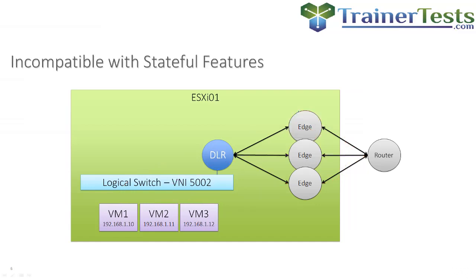The NSX Edge in equal cost multipathing mode is incompatible with some stateful features such as the NSX Edge firewall. So let's take a look at an example. Here in this diagram, let's say that virtual machine 1 generates some traffic bound for an external network. Maybe somebody goes in, opens a web browser, and points to a website like trainertests.com. As that traffic flows out, it's going to hit the NSX Edge. And the NSX Edge will analyze the firewall to determine if that traffic should be allowed out or not. And if it matches a permit rule in the firewall, then that traffic's going to be allowed to flow out to the external network.